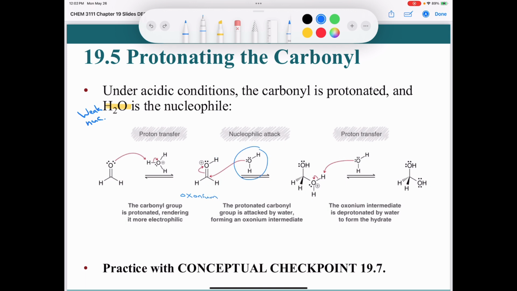And now our water, which is a weak nucleophile, can come in. We do our nucleophilic attack. Then water is going to be our conjugate base in our reaction mixture, and it does a proton transfer in the end to give us our hydrate. And so the key to keep in mind here is that when you're dealing with base catalyzed hydration, the nucleophilic attack will be the first step. But when it's under acidic conditions, the carbonyl being protonated will be the first step. Why? Because water is a weak nucleophile.